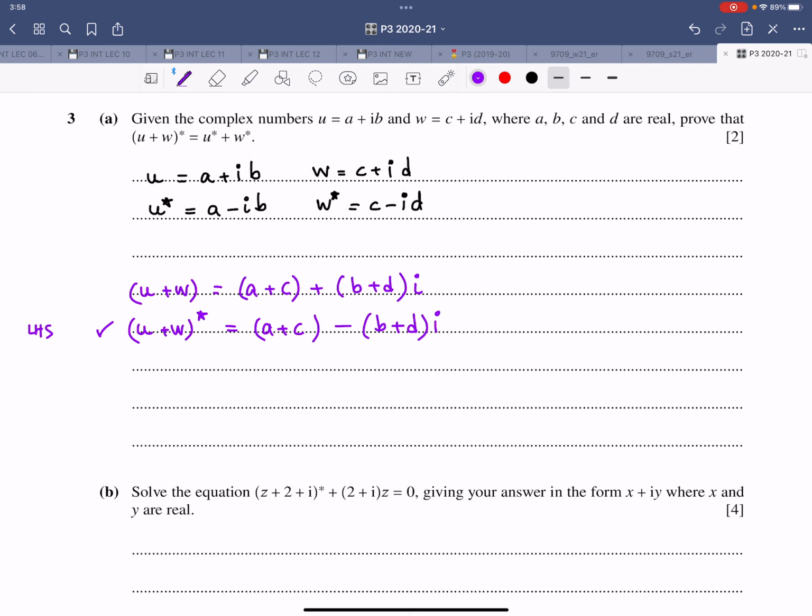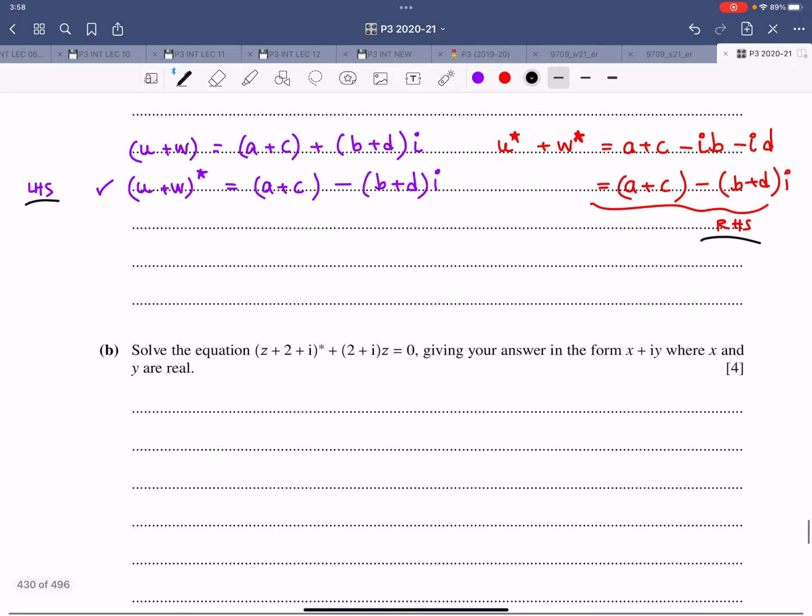And u star plus w star, that is u star, that is w star. So this is a plus c minus ib minus id. Therefore, this is a plus c, put it in bracket, take minus common out, b plus d with an i on the outside. So this is the right hand side of the equation. I have proven the left hand side equals the right hand side. So it's just basic stuff.